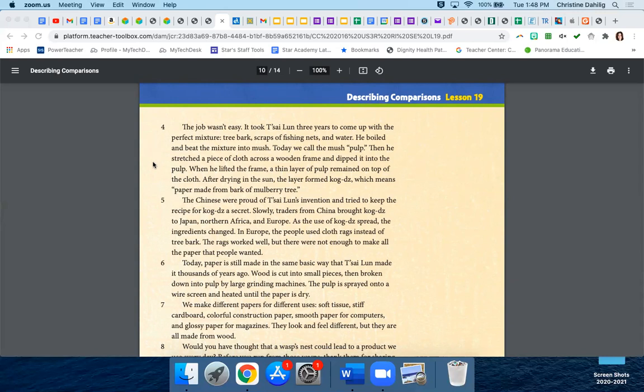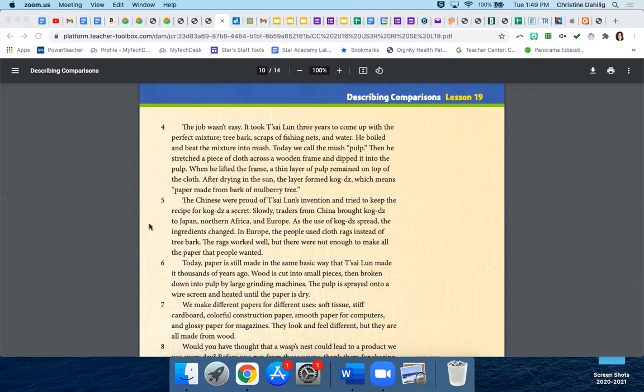Then he stretched a piece of cloth across a wooden frame and dipped it into the pulp. When he lifted the frame, a thin layer of pulp remained on top of the cloth. After drying in the sun, the layer formed kogsa, which means paper made from bark of the mulberry tree. The Chinese were proud of Sai Lun's invention and tried to keep the recipe for kogsa a secret. Slowly, traders from China brought kogsa to Japan, Northern Africa, and Europe.